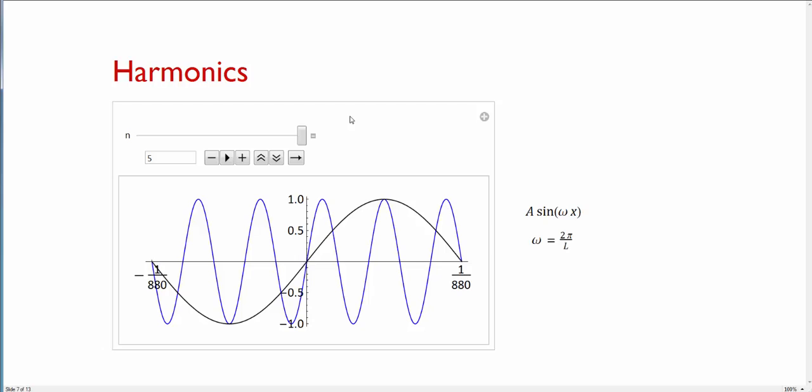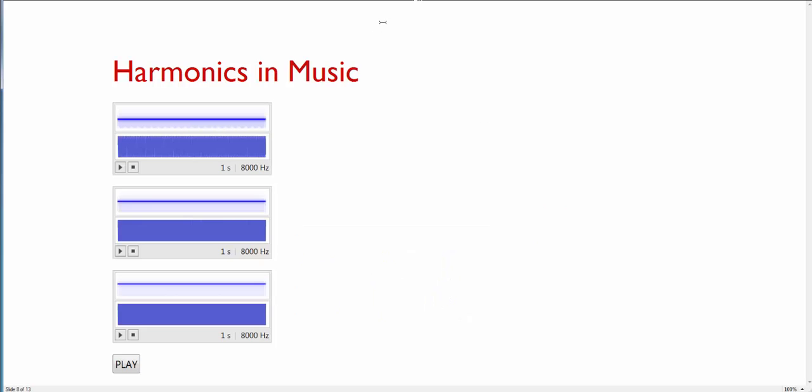Harmonic series are very important in music. Here are the first 3 overtones that correspond to a fundamental frequency of approximately 131 Hz, which is an octave below middle C. This is the first overtone, the second overtone, and the third overtone.